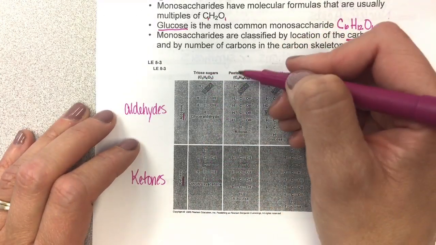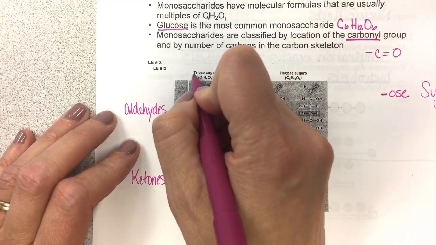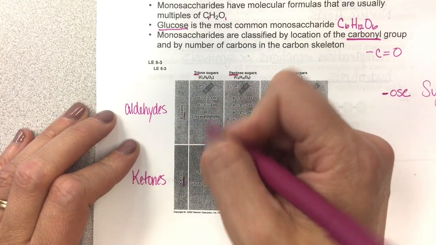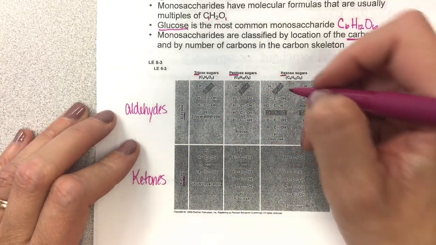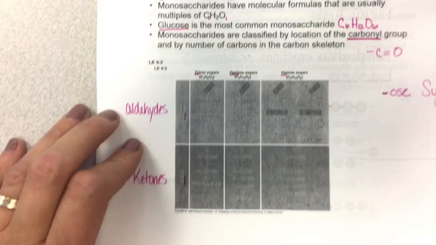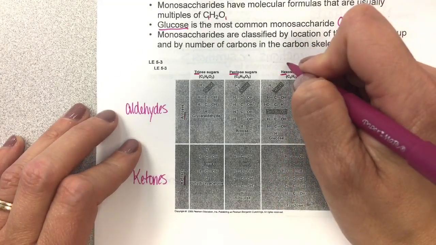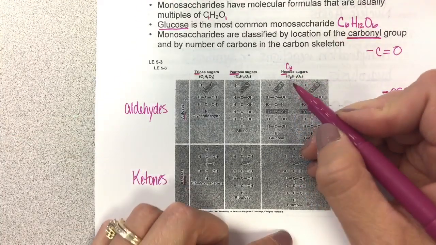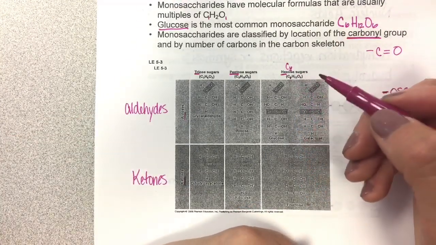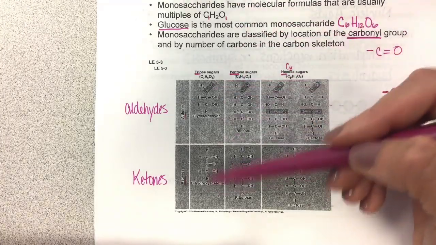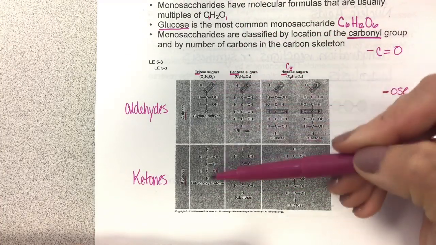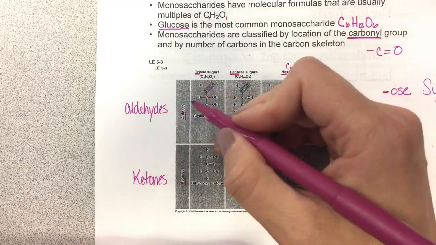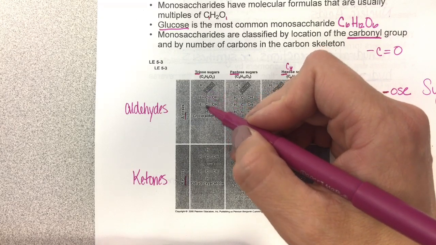Now notice here, triose sugars, pentose sugars, hexose sugars. Tri meaning 3, so C3. Pent meaning 5, C5, so there's 5 carbons. Hex, C6. That's a typo on your thing. It should be C6 right there, instead of C5. And so there are 6 carbons. Looking at the columns, these are aldoses, and this one is 3 carbons. So 1, 2, 3, triose.